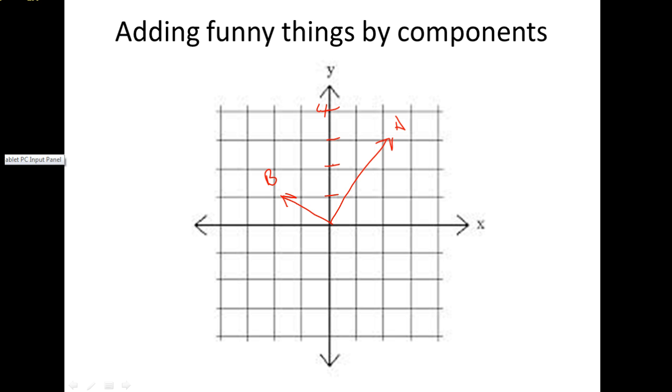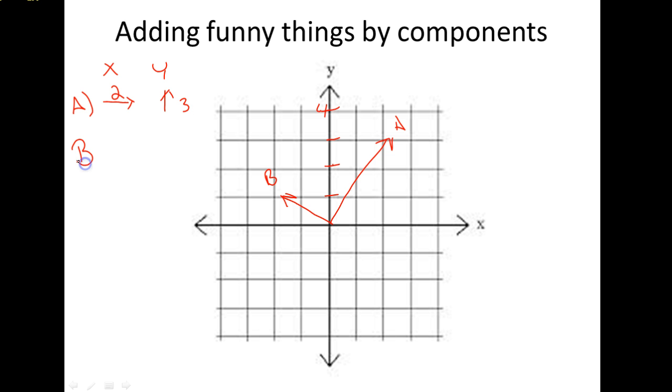I could do the tip to tail rule for these, right? I could move B all the way up to the end of A and do some trig, and I'd get this really funny thing. Or I can add the components of the vectors. When I look at A, I'll have the x component and the y component of each. A has an x component of 2 to the right, and it has a y component of 3 in the upward direction.